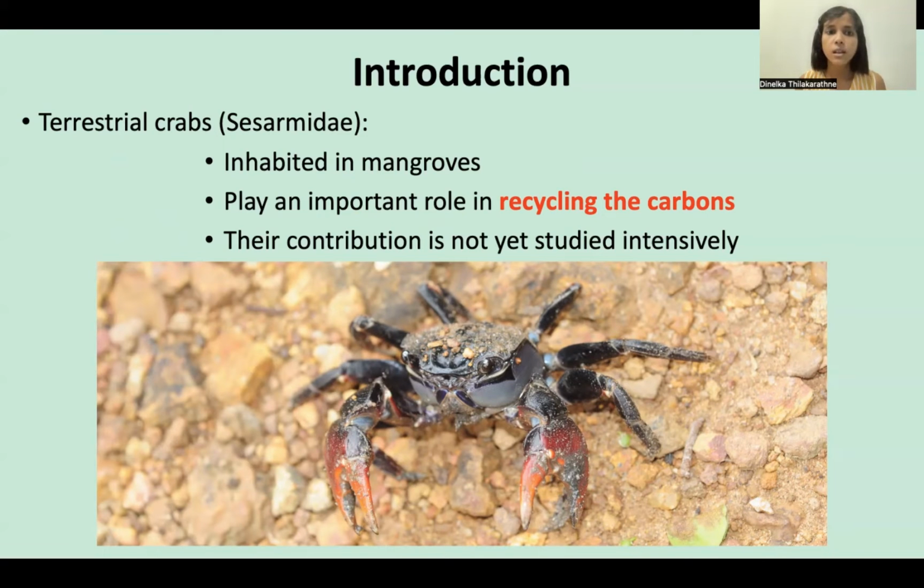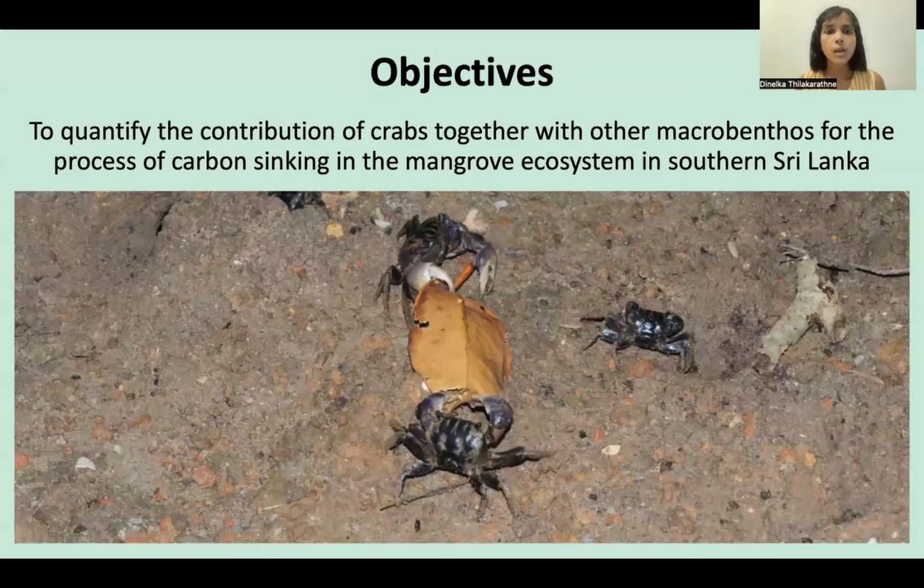These terrestrial crabs are highly abundant in this mangrove ecosystem. They play an important role in recycling of the carbon. However, their contribution is not yet studied intensively. Therefore, we conducted this research to quantify the contribution of crabs together with other macrobenthos for the process of carbon sinking in the mangrove ecosystem.